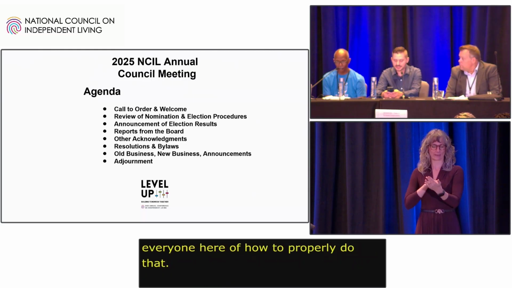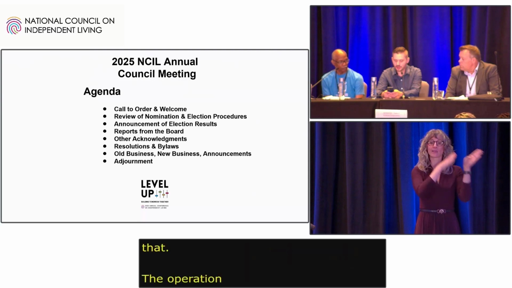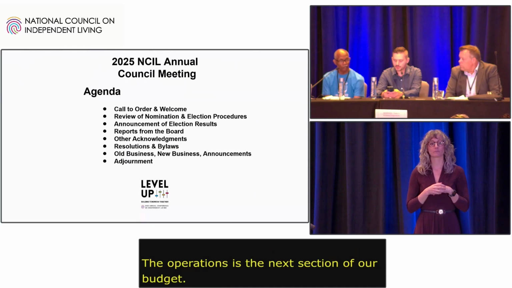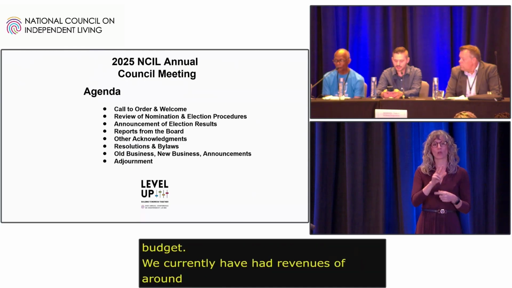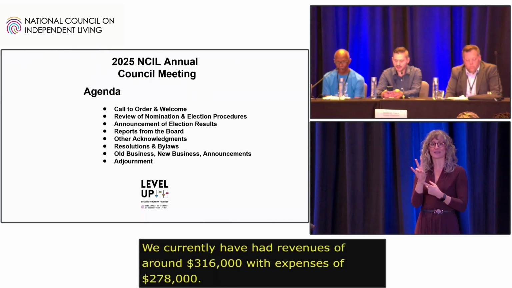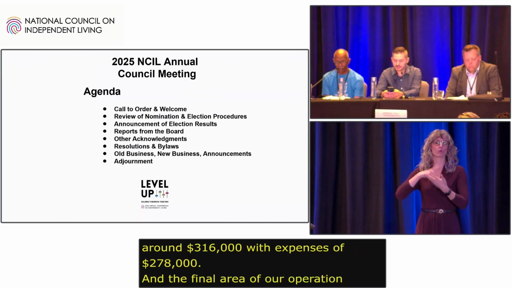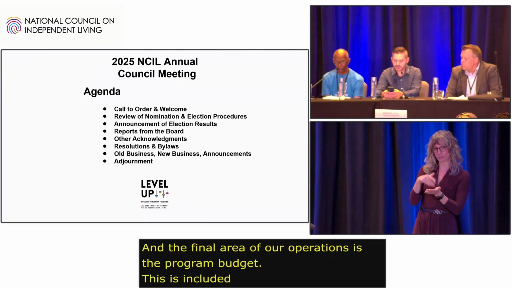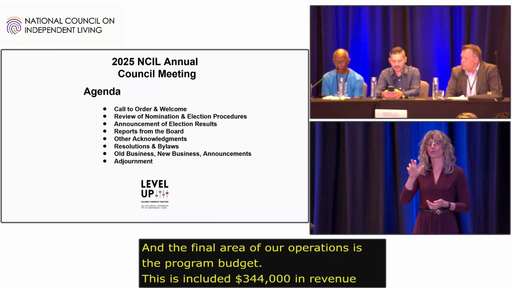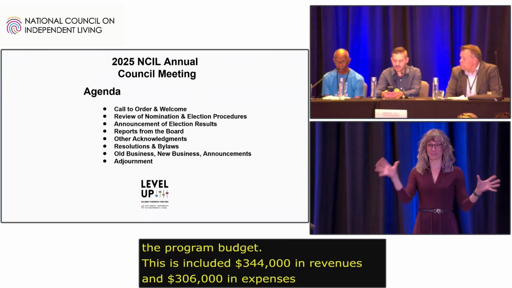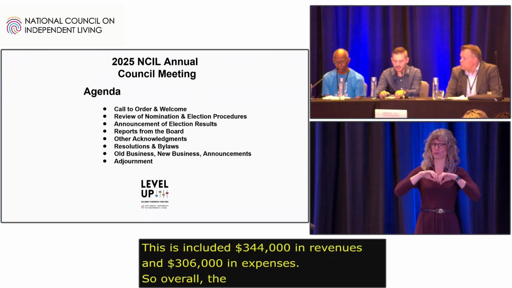The operations is the next section of our budget. We currently have had revenues of around $316,000 with expenses of $278,000. And the final area of our operations is the program budget. This has included $344,000 in revenues and $306,000 in expenses. So overall, the organization is doing well.